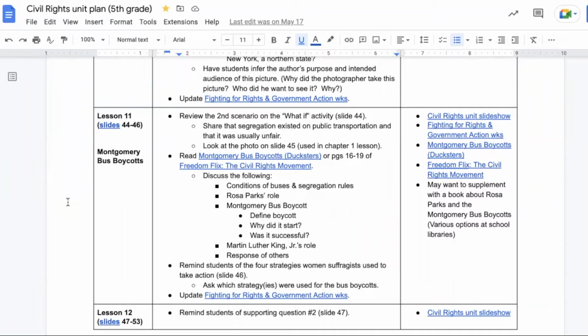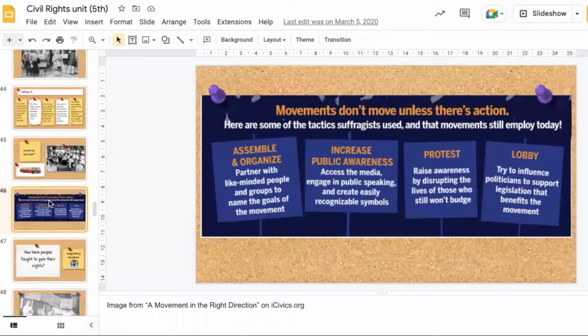We also see Martin Luther King Jr. have a role in this, and you'll want to consider the responses of others. Remind students of the 4 strategies towards civil action and ask which ones the bus boycotts would be.